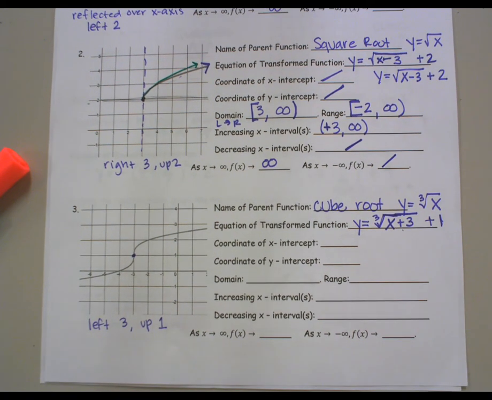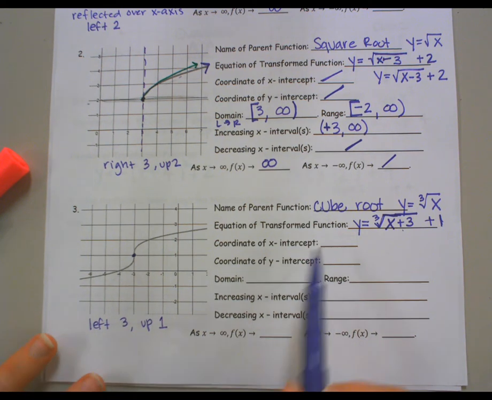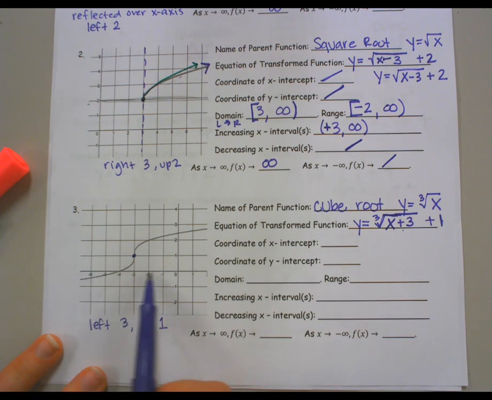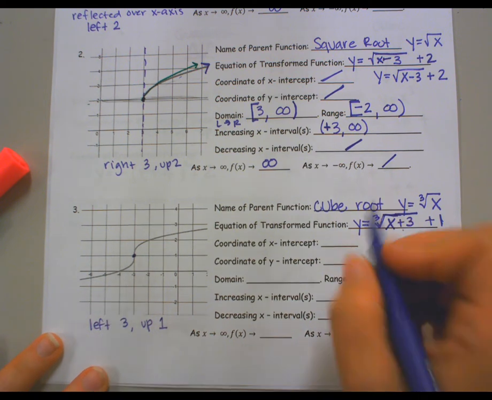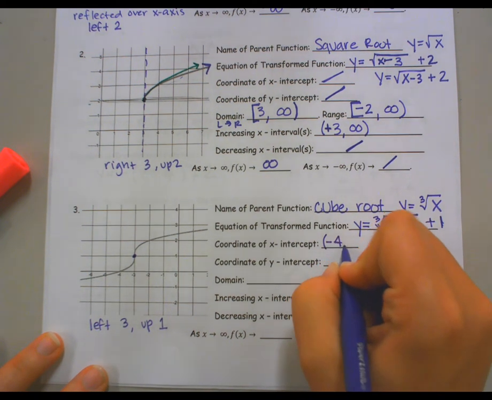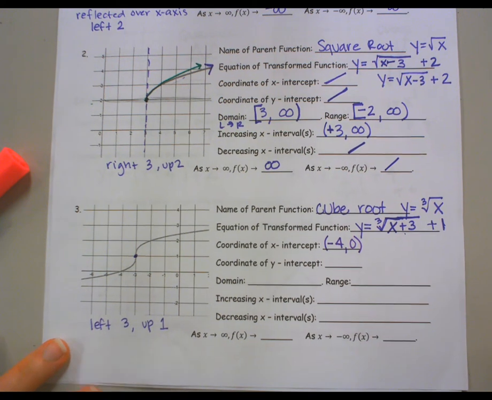Okay, so now when we look at the coordinates of our x and y intercepts, first, where it crosses my x-axis. It crosses my x-axis here, at -4, so my point is at -4, 0. That's where it crosses my x-axis.